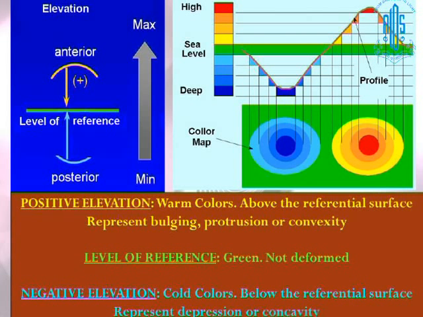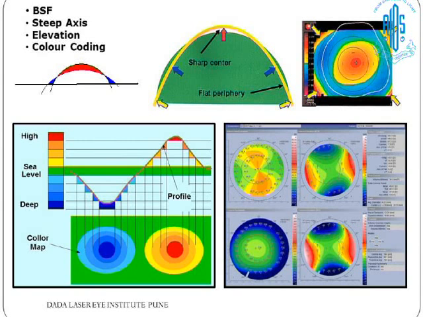Now, this is a very important slide where it shows how the elevation is compared. It is compared to the sea level. Now, if you see, this is what I was trying to show you, sir. Now, this is the best fit sphere, you can say, to which the cornea is compared. Now, normal cornea is basically aspheric, that is prolate, that is steep in the center and flat at the periphery, to which all the corneas are basically compared.